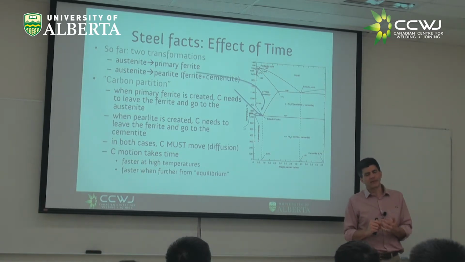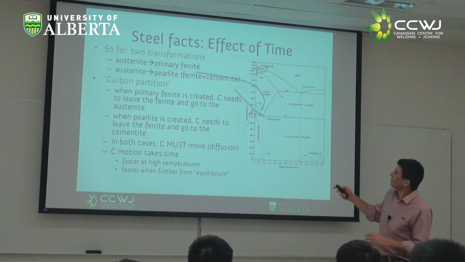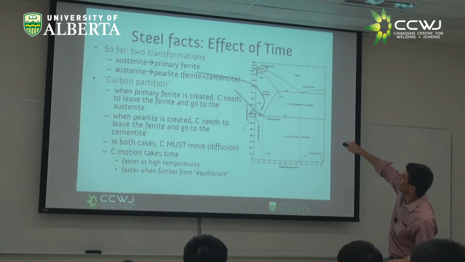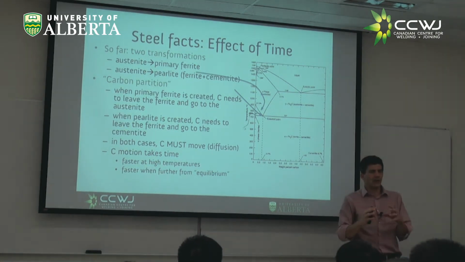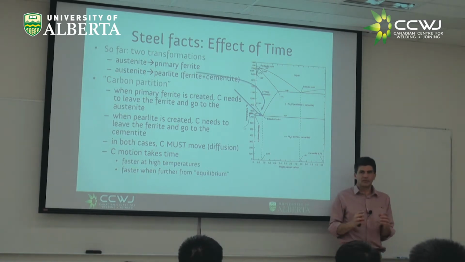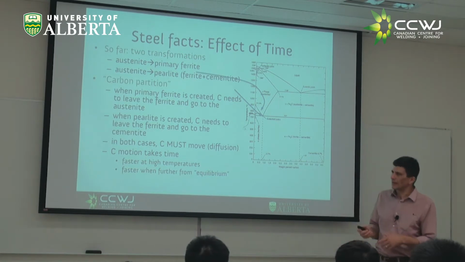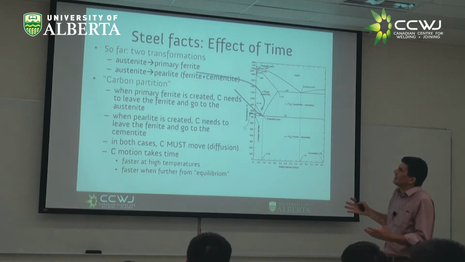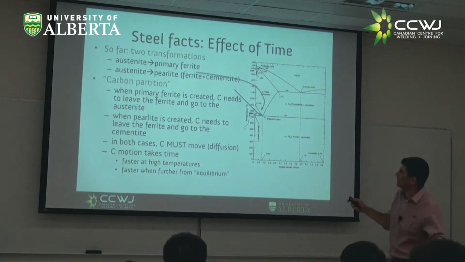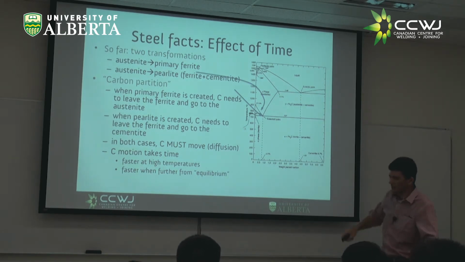But the fun starts when we talk about time, because when we have transformations, for example, from austenite to ferrite, as we cool down, we go from the FCC to the BCC. The atoms need to rearrange. Well, it doesn't happen instantly. Well, it can happen instantly, but they want to find new places.